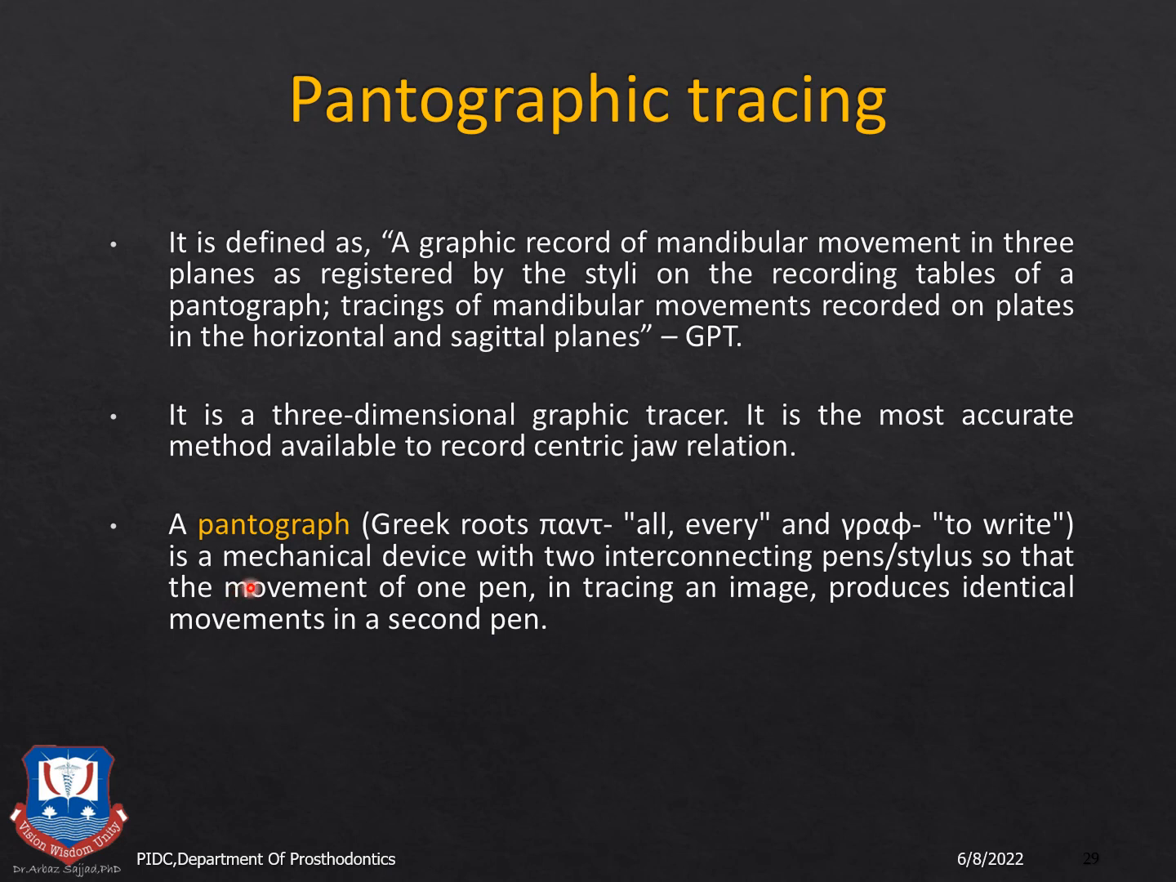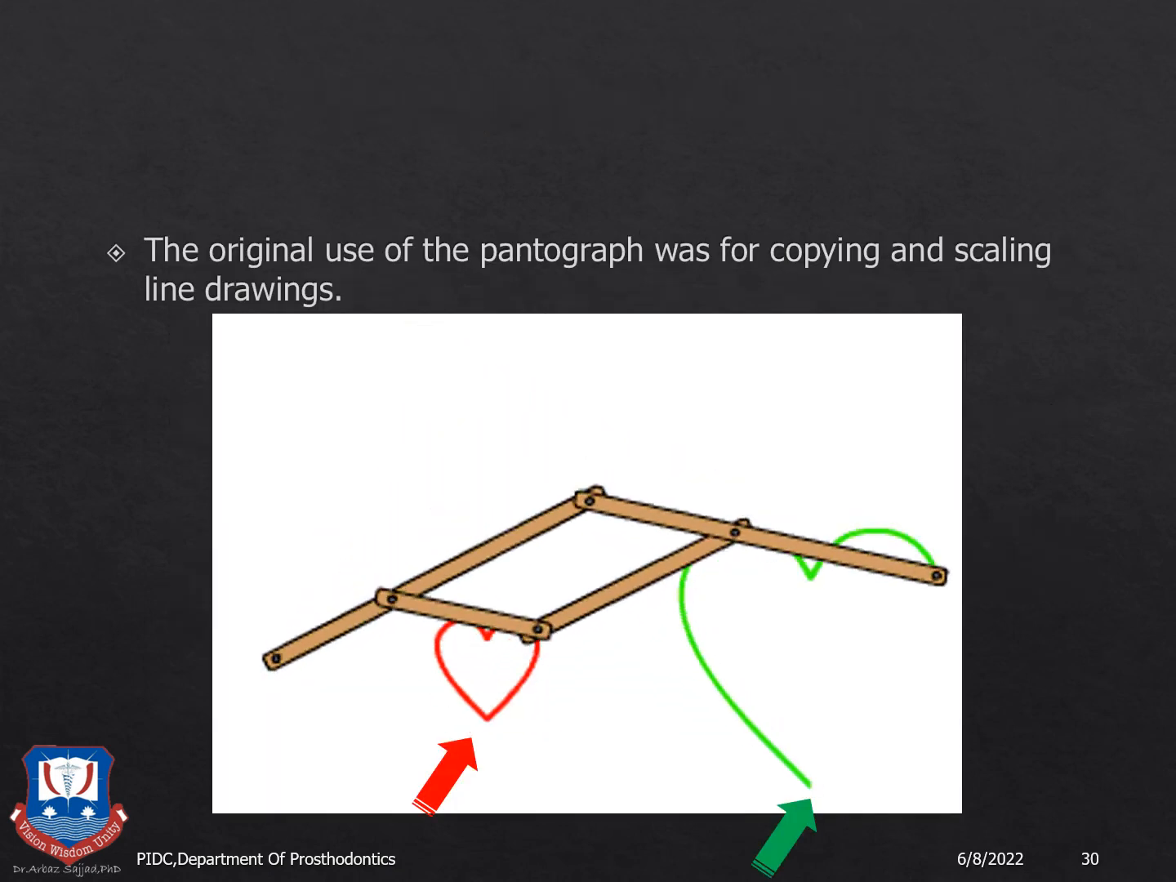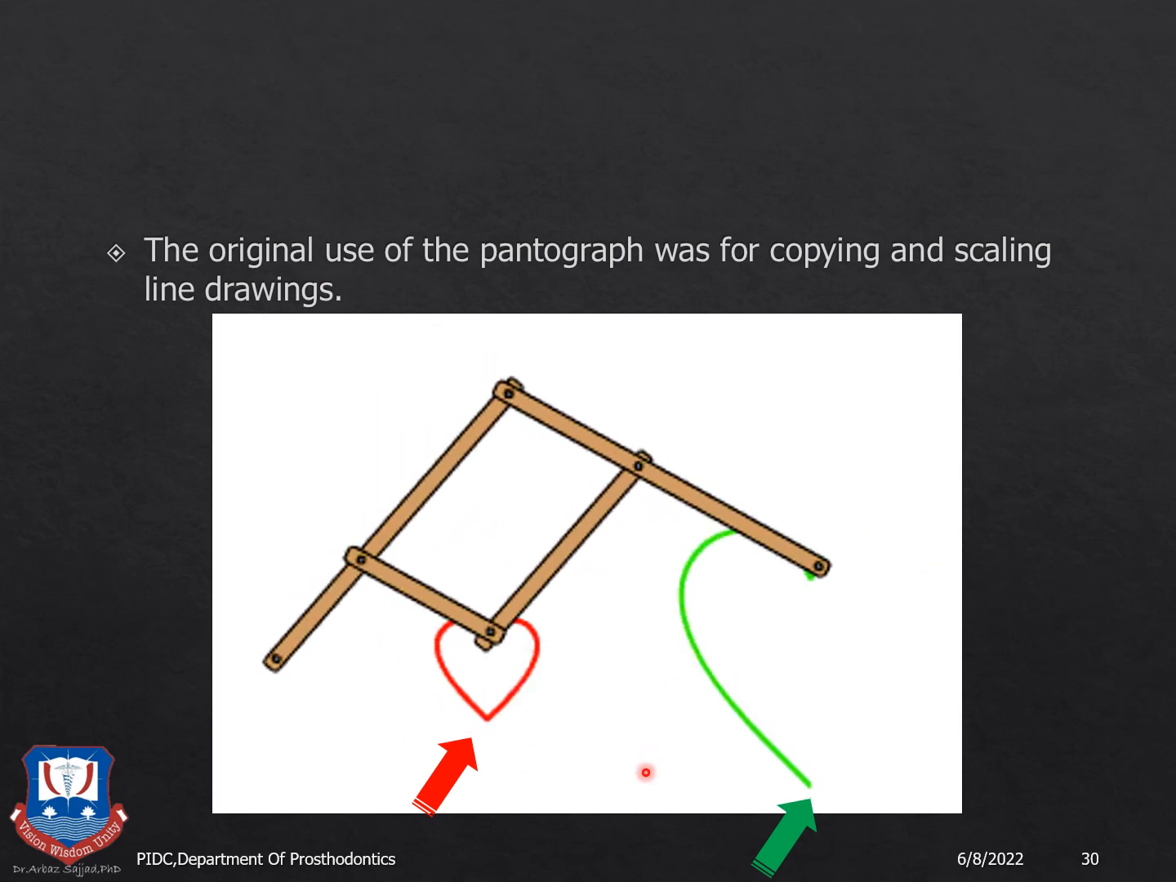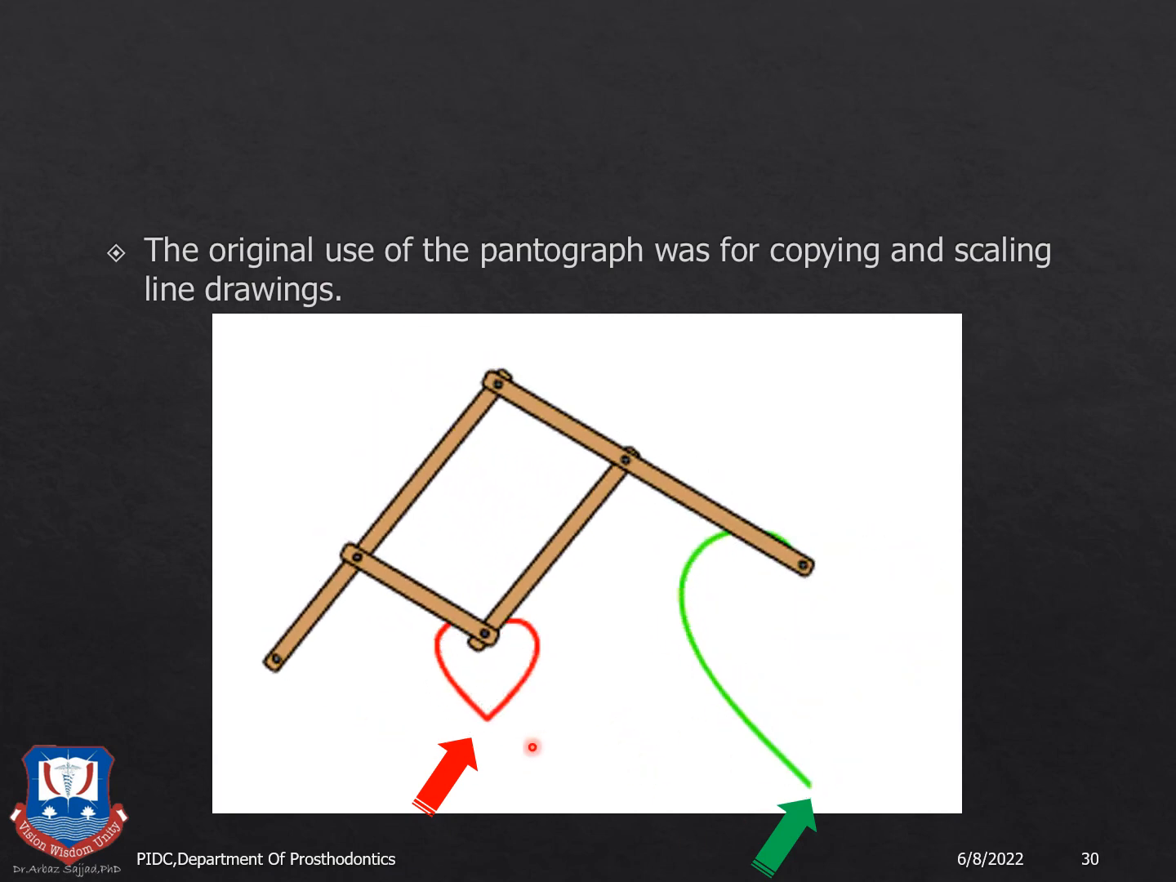In essence, pantograph is derived from two Greek words which mean all, every, and to write. It is a mechanical device with two interconnecting pens or styli, so that when the movement of one pen or tracing with one pen is done, an identical image is produced with the second pen. So basically, that's what a pantograph is. This was used in olden days, probably in the early 19th century, to make copies of drawings, that is, to copy drawings identically. So this is how a pantograph looks.